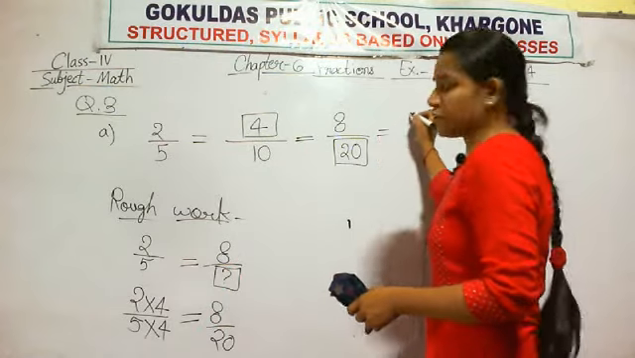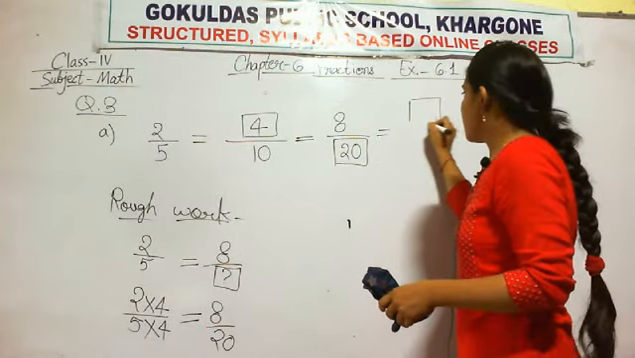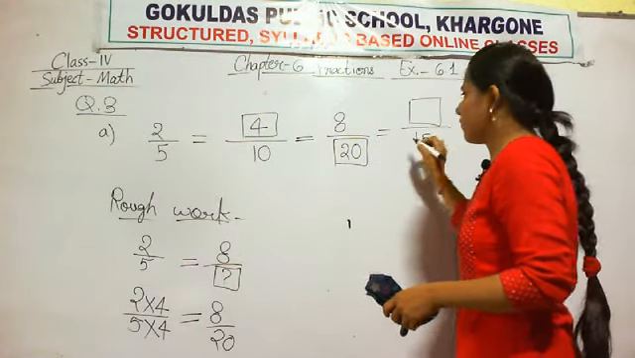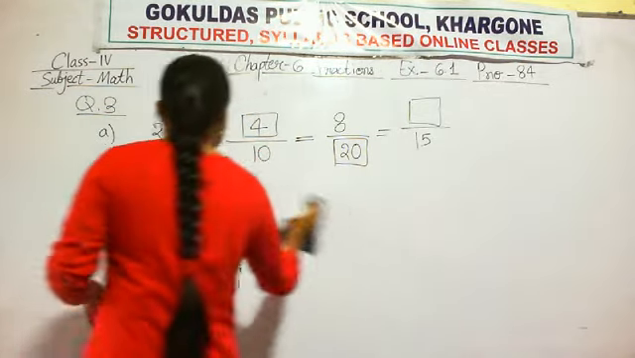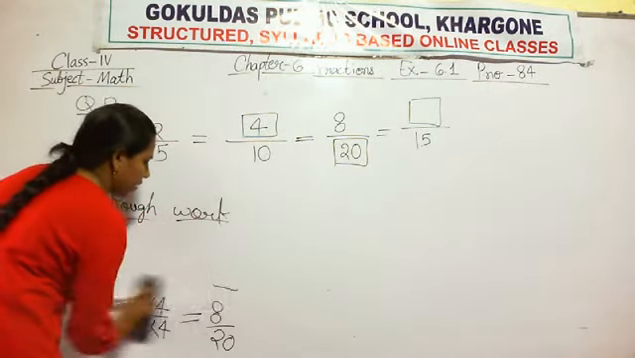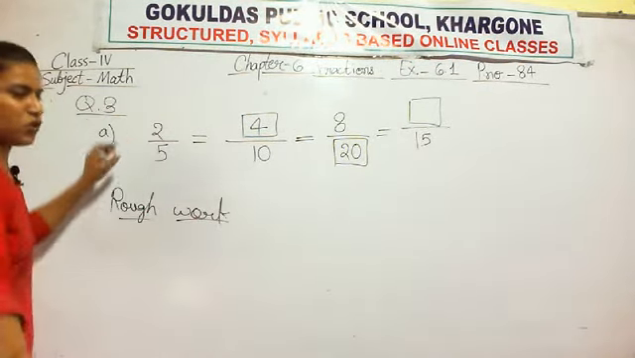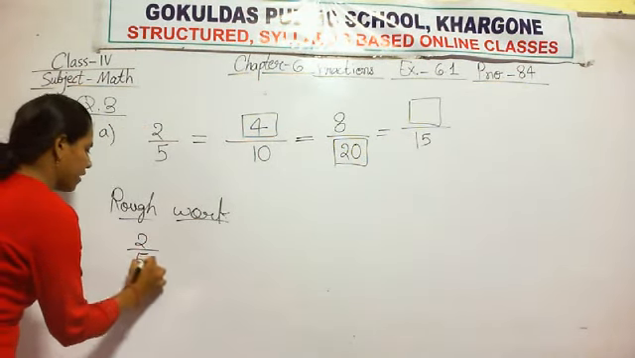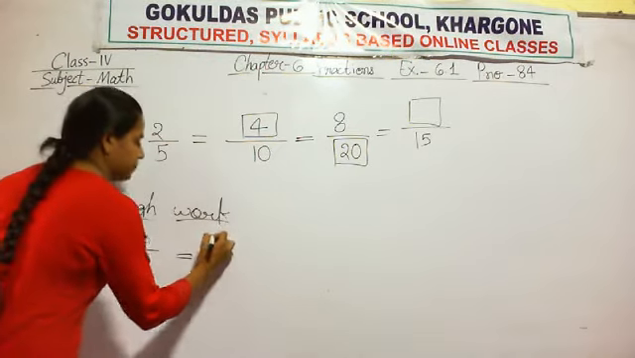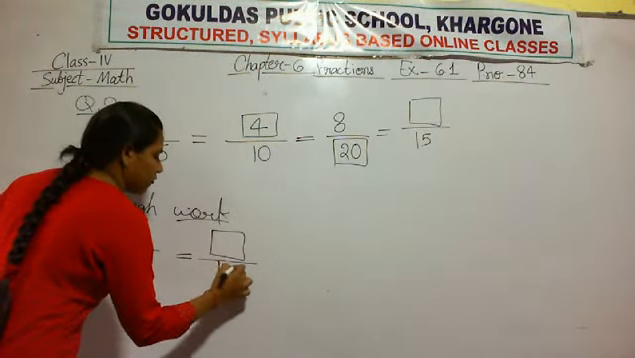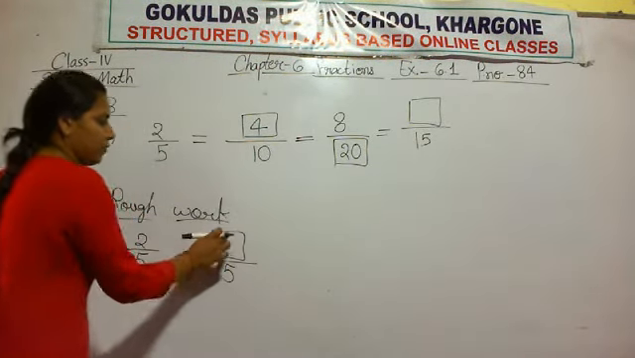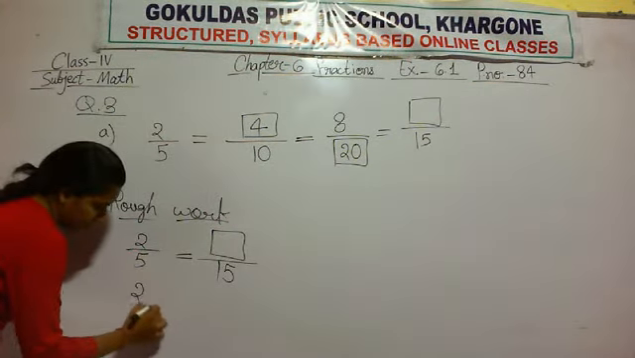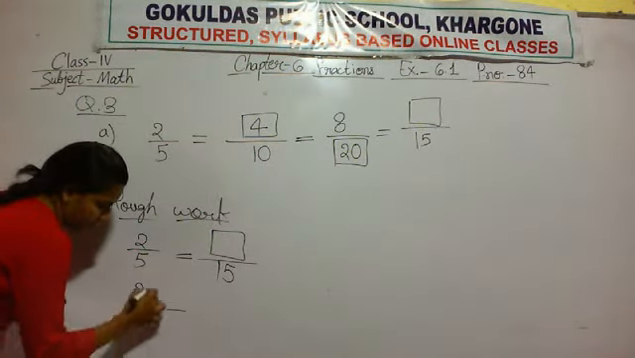Now is equals to blank upon 15. So in rough work we will solve. Your fraction is 2 upon 5, write 2 upon 5. And you want to make it blank upon 15, you don't know which number will come here. Write again 2 upon 5.